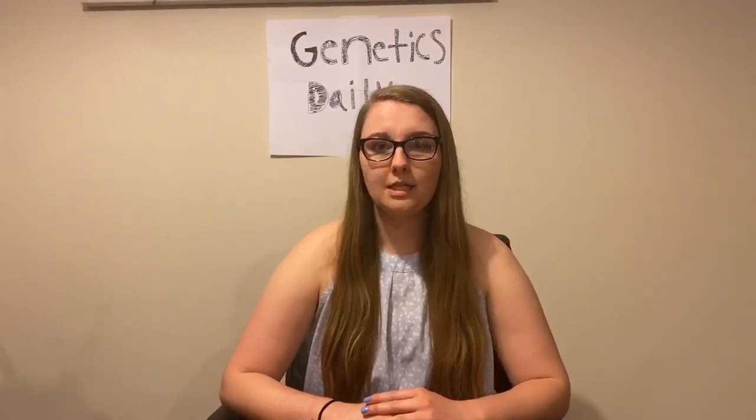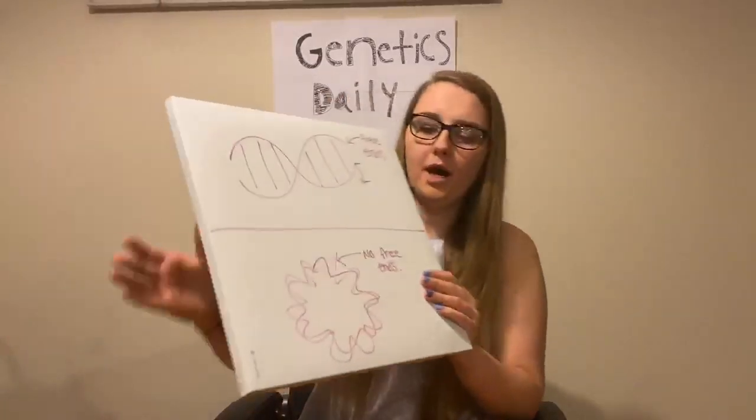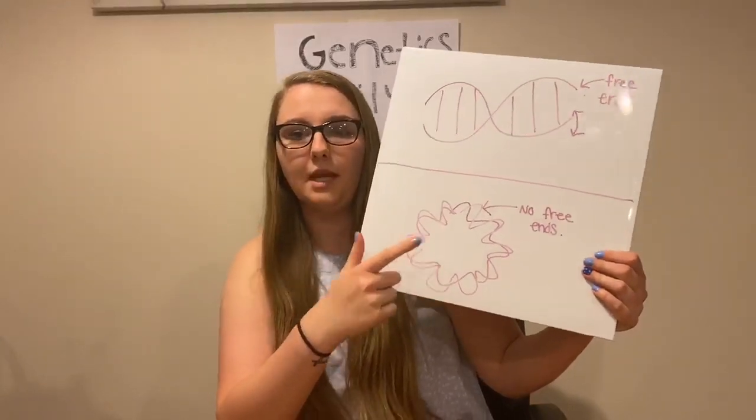In other words, the DNA can't compensate for over or under rotating by simply turning the ends of the DNA double helix. This is generally the case when the DNA is circular because there are no free ends. For example, in this bottom picture, the DNA is circular and there are no free ends, so it can't rotate.